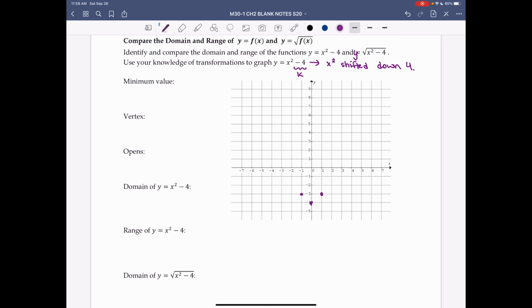Then x squared, 2 squared is 4. So we usually have a point at 2, 4. Shifting down 4 units, we're going to have a point at 2, 0, and then symmetrically on the left, a point at negative 2, 0. Another point usually we have on x squared is x equals 3, y equals 9. Now we're going to shift that down 4 units, so x equals 3, y equals 5, and symmetrically on the left, x equals negative 3, y equals 5. Then we can join our points to draw a parabola.